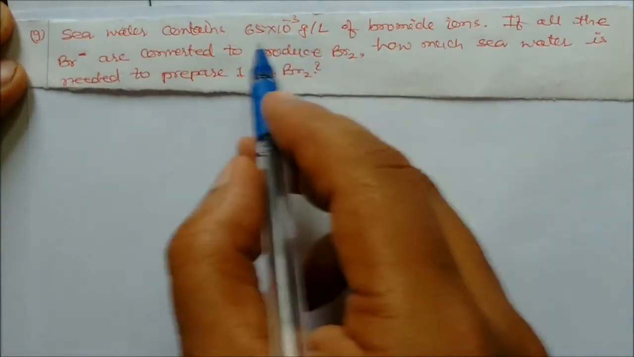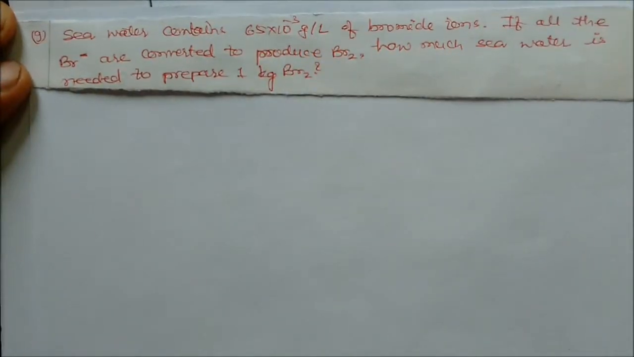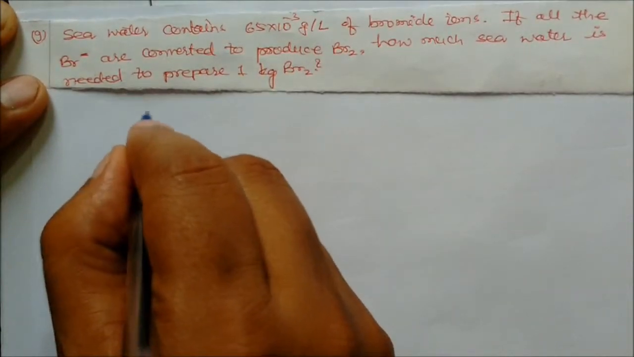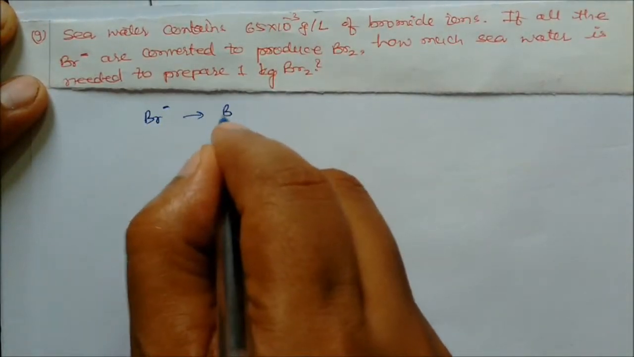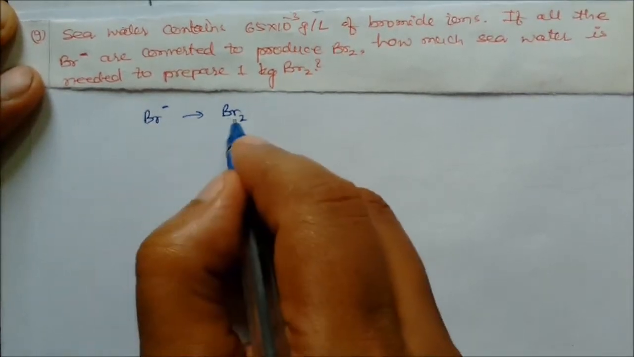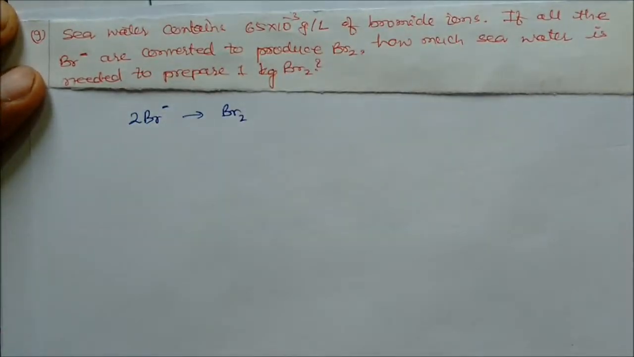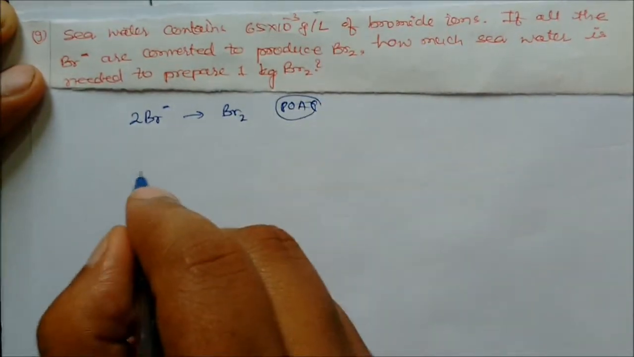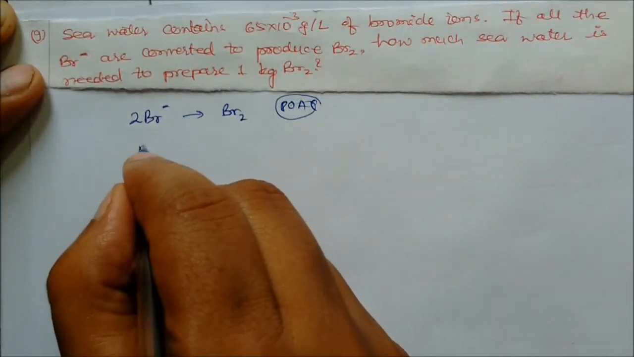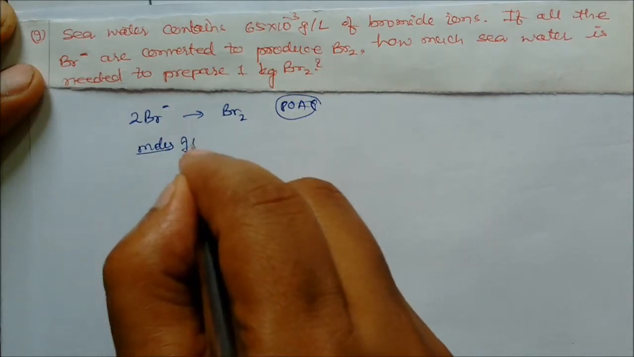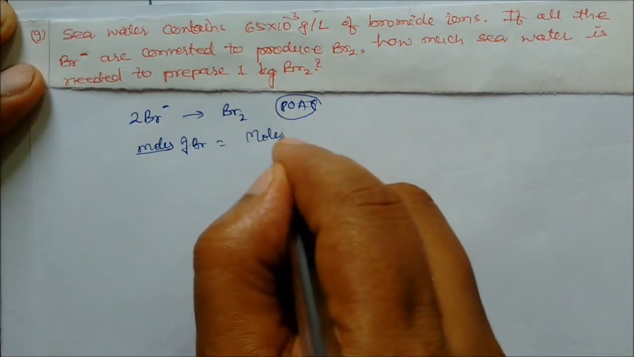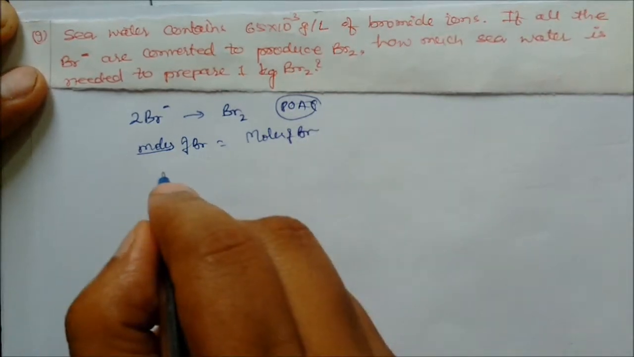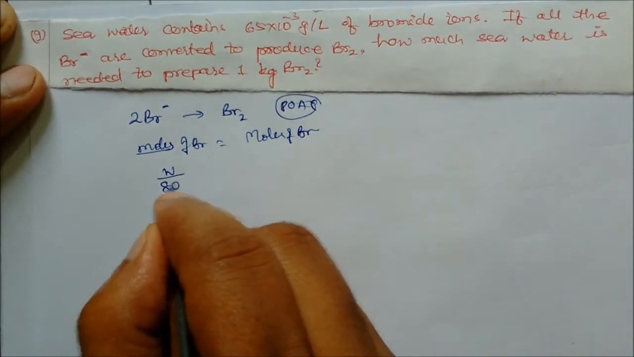So this much bromide ions is present, and again we have to use the principle of atomic conservation here. So how will we use it? Here Br ions are converted into Br2, this is the given equation. All the bromide ions are converted into bromine, so we can use moles of bromine equal to moles of bromide. Bromine: weight divided by 80 gram per mole.